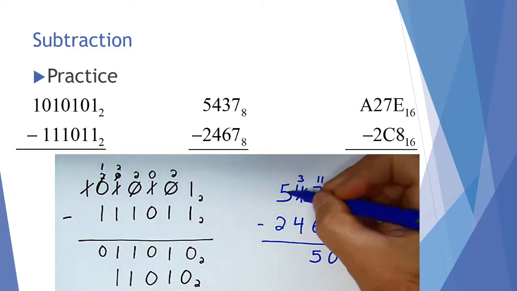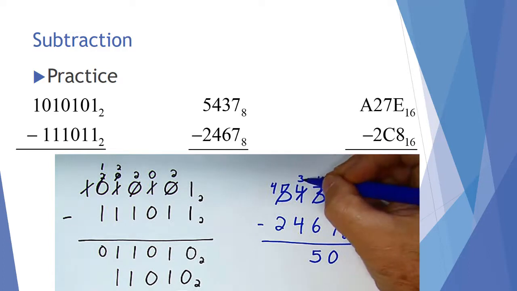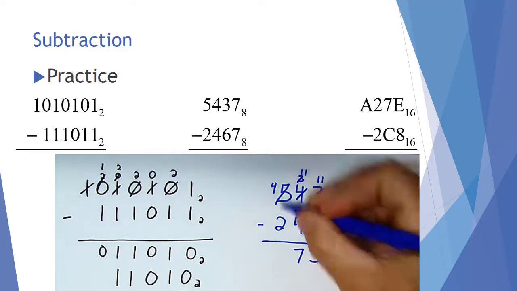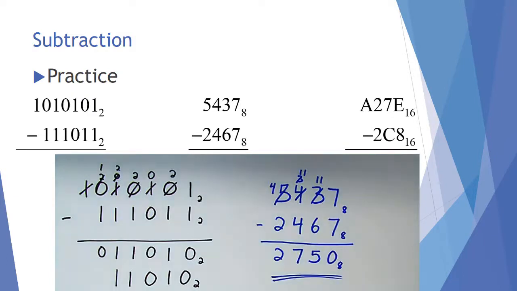3 minus 4, not big enough. Let's take that 5 and make it into a 4. This 3 gets 8 added to it. It's now an 11. 11 minus 4 is 7. 4 minus 2 is 2. And our result in octal is 2750. Hopefully you got that one. Rewind if you didn't and spot your mistake.